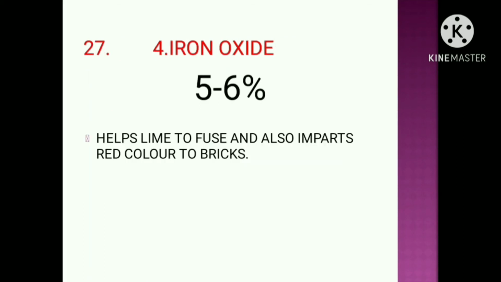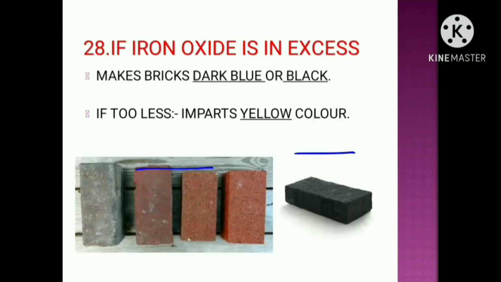Next is iron oxide, which is 5 to 6%. It helps lime to fuse and also imparts red color to the bricks. If iron oxide is in excess, it makes bricks dark blue or black color like this, and if it is too less, then it imparts yellow color to brick.